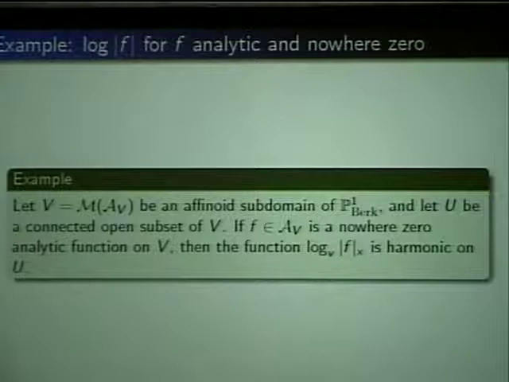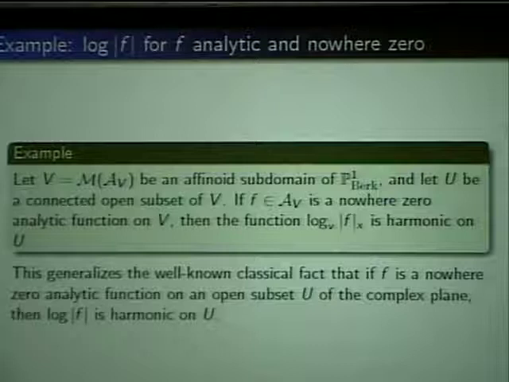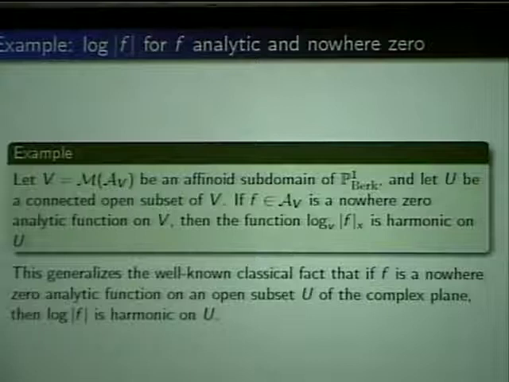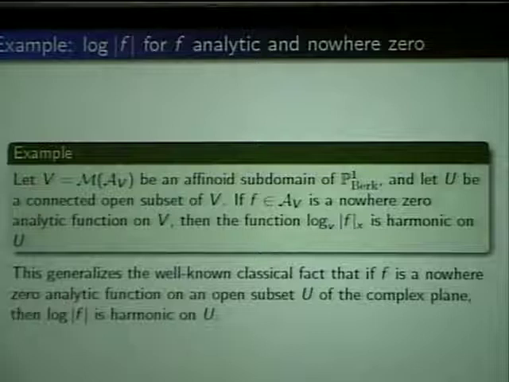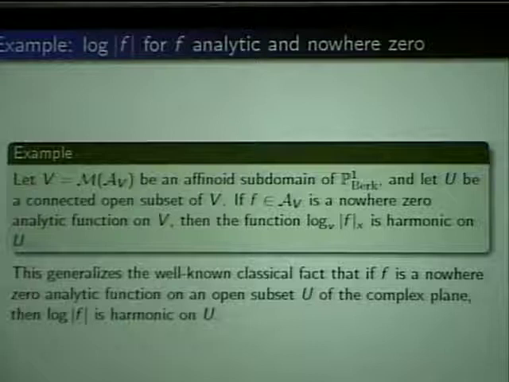And this generalizes this fact that in the complex plane, log of the absolute value of a non-zero analytic function is harmonic. So the question is, nowhere zero analytic function, well, the question was whether it's required to be nowhere zero on all of V or just on U. I think I meant what I said. Whether there's something stronger you can say, I'm not sure, but what I said is okay.